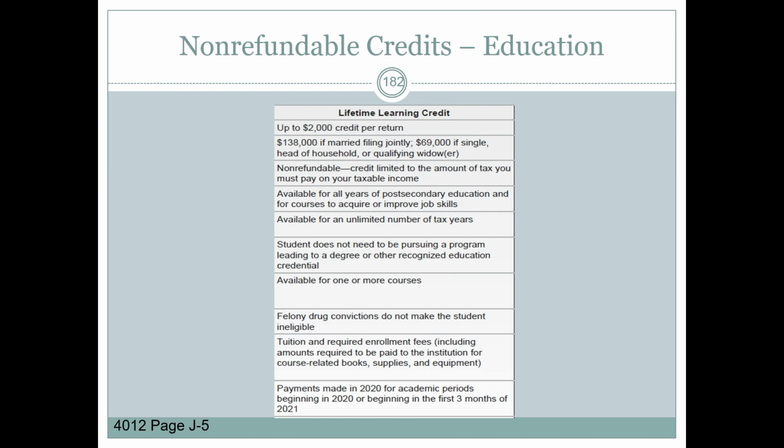Now, the credits that we're talking about now will appear on Schedule 3, Line 3. The next credit that we want to talk about is the Lifetime Learning Credit. And these guidelines are less restrictive than the American Opportunity Credit.